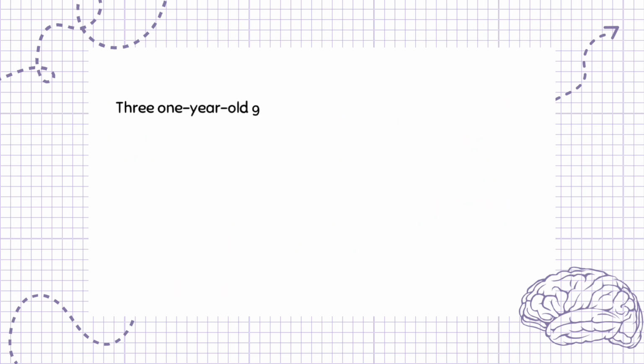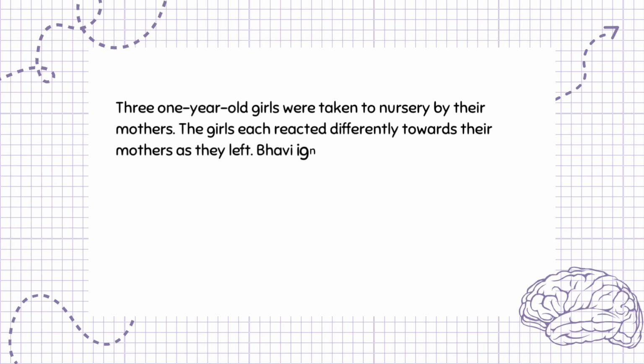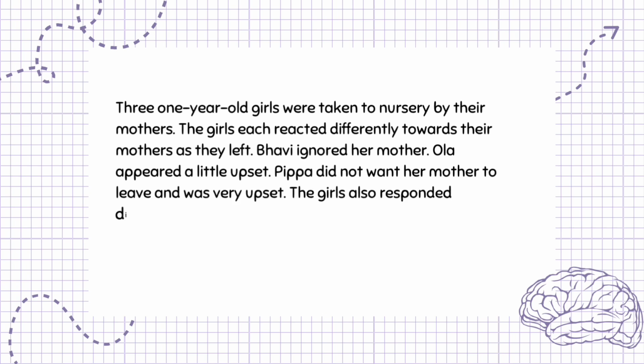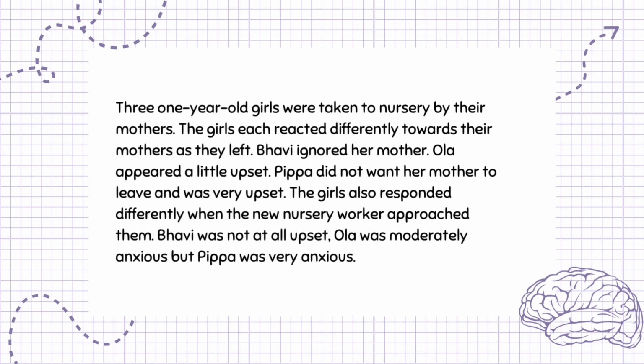Three one-year-old girls were taken to nursery by their mothers. The girls each reacted differently towards their mothers as they left. Barbie ignored her mother. Ola appeared a little upset. Pippa did not want her mother to leave and was very upset. The girls also responded differently when the new nursery worker approached them. Barbie was not at all upset, Ola was moderately anxious but Pippa was very anxious.